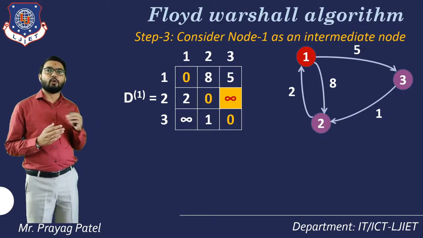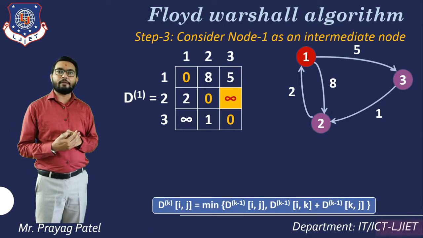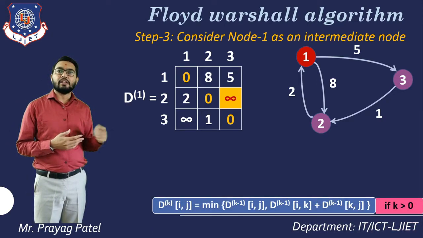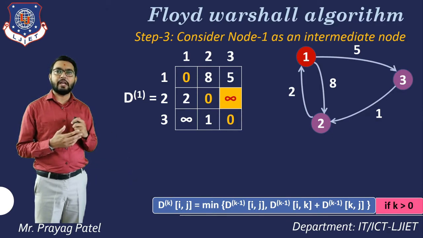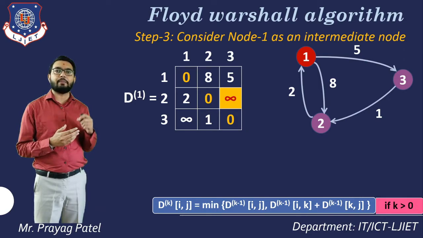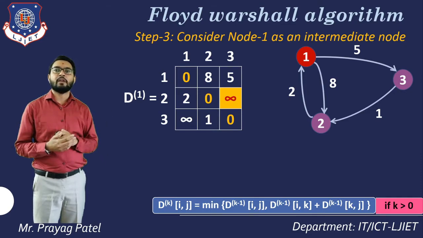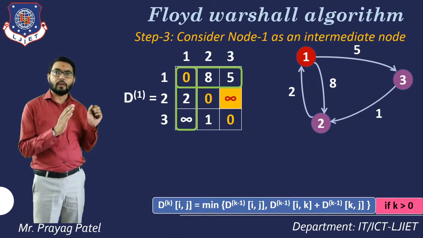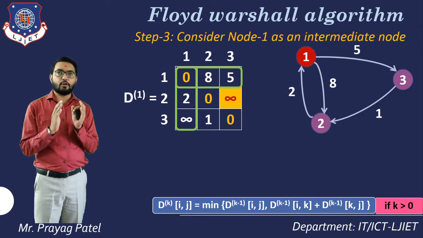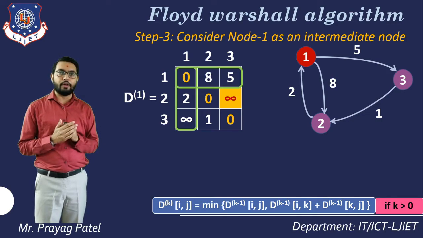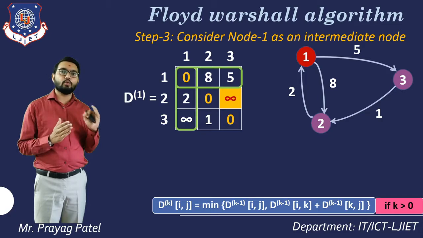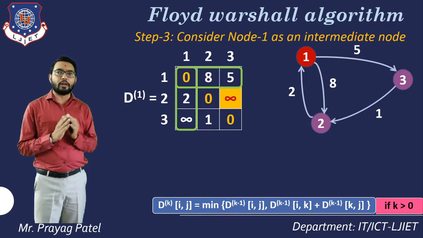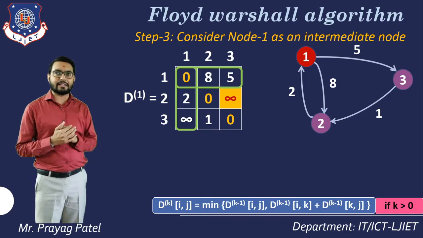Now consider the locations one by one. Here is the formula to find the path or distance: d of k ij equals minimum of d of k minus 1 ij, and d of k minus 1 ik plus d of k minus 1 kj. So here consider the first row and first column. Why? Because if you consider node number 1 as an intermediate node, then the path from 1 to any node or any node to 1 is not changed, because the direct distances are already there.